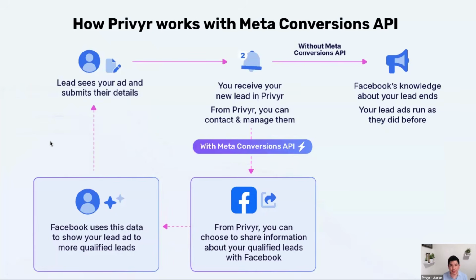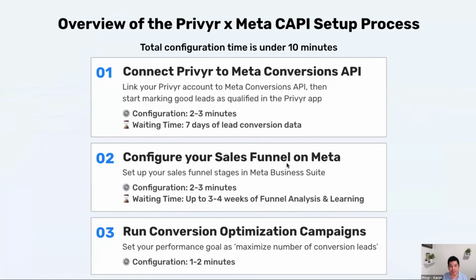So here, before I get into it, here's an overview of the setup process for Privyr and Meta CAPI. And as Heriberto showed earlier, if you want to do it yourself, there's many different steps. It takes many months of development time and effort. But with Privyr, our promise is to make it as easy as possible for you. There's three simple phases, and the total configuration time across all phases is less than 10 minutes, about 5 to 10 minutes, and I'll show you how easy this is.